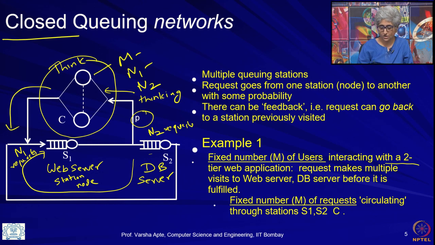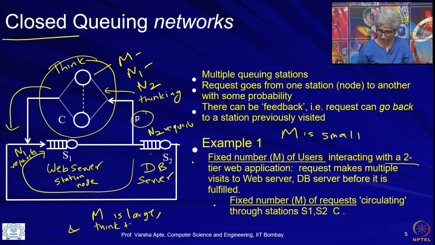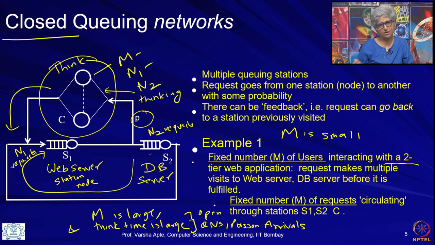As I had said previously also, such modeling makes sense if m is small. If it is a lab where there are 100 students interacting with some course management system, that is one example of a small set of users. We go with open queuing networks when m is large and think time is also large. Then one can show that we can rather model it as an open queuing system with Poisson arrivals, and this ends up being actually a fair model. So, this is one example under which closed queuing networks arise.